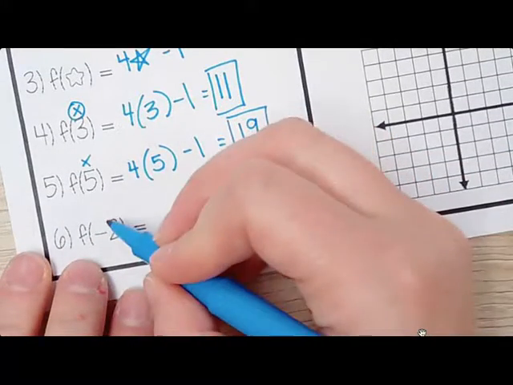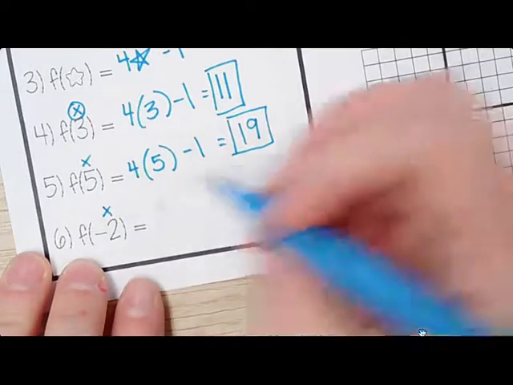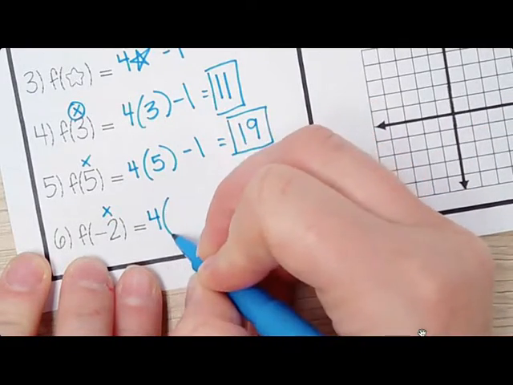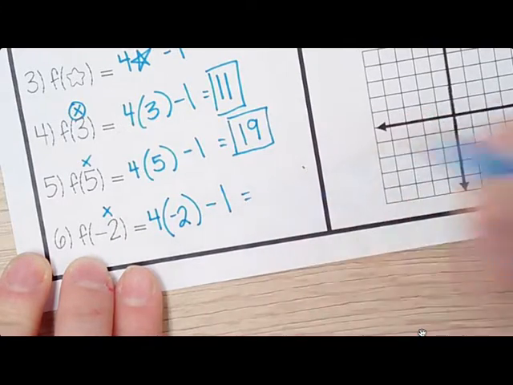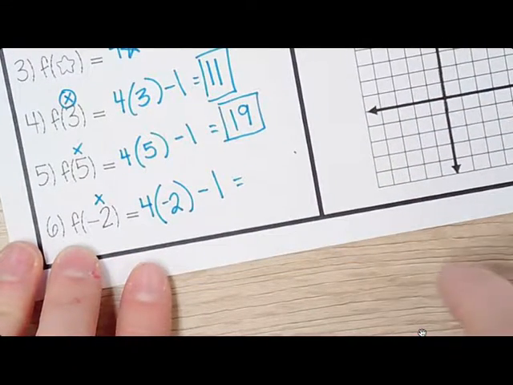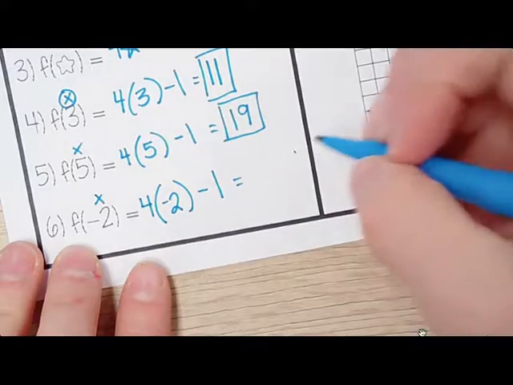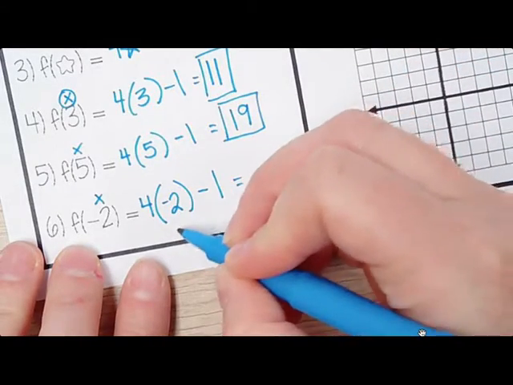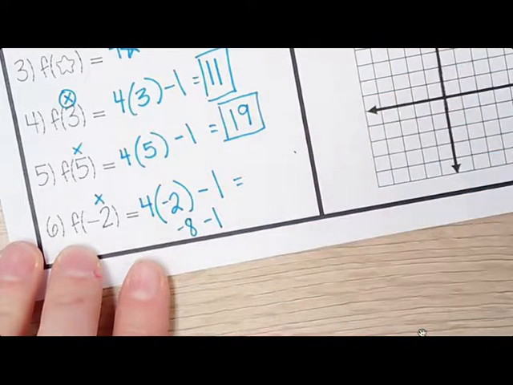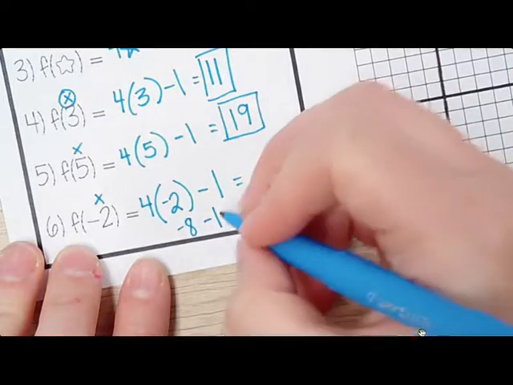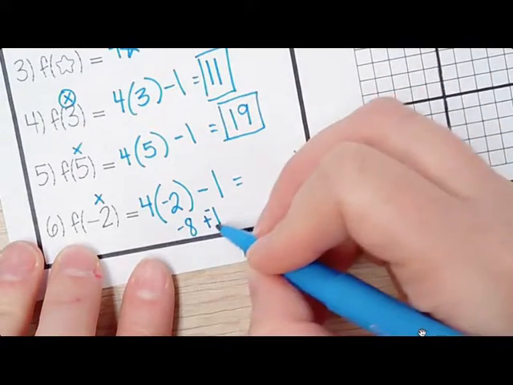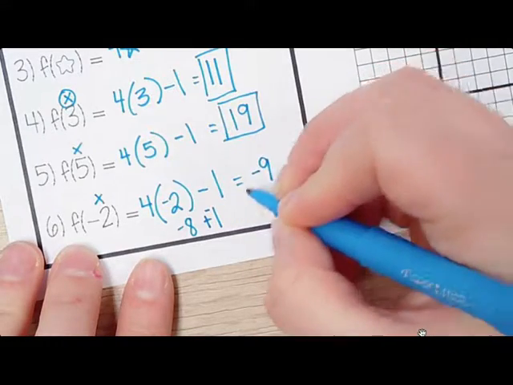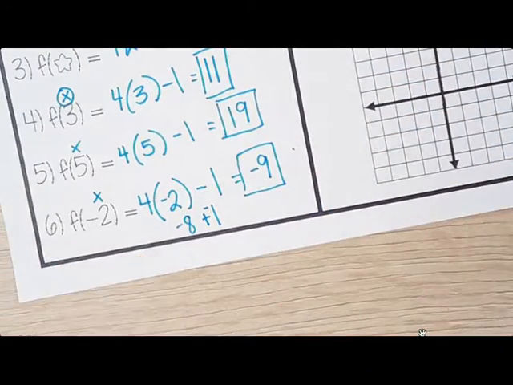The next one, we have negative 2 for x. So instead of writing x, I'm going to put a negative 2. 4 times negative 2 minus 1. Yeah, because this is negative 8 minus 1. Keep, change, flip. So that's negative 8 plus a negative 1, which is negative 9. And we can use our calculator for this.